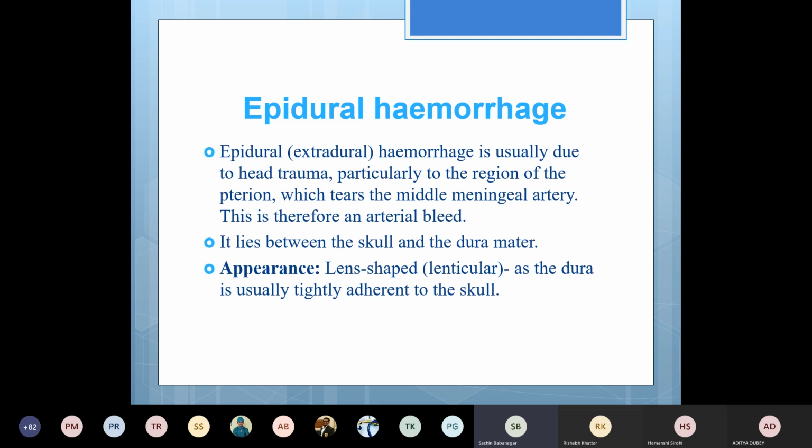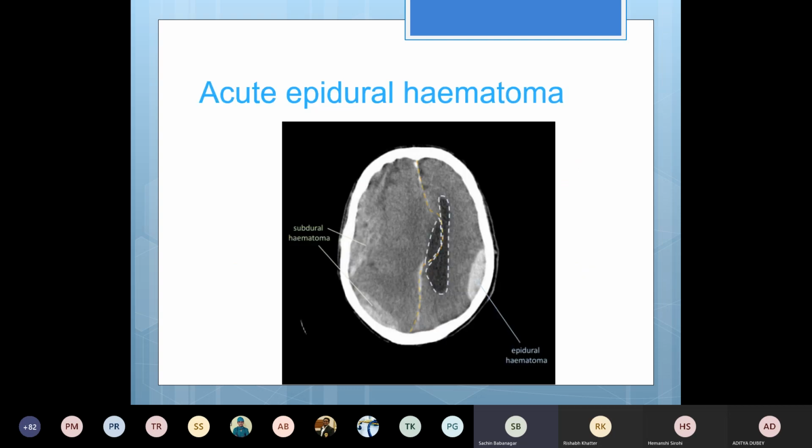Okay. So epidural or extradural hemorrhage is commonly associated with head trauma, and usually it's an arterial bleed, and often the middle meningeal artery is affected, and it lies between the skull and the dura mater, and as I told you, the shape is typical. So here you can see an acute epidural hematoma or extradural hematoma with a lot of mass effect, right side to left side. What is happening here?